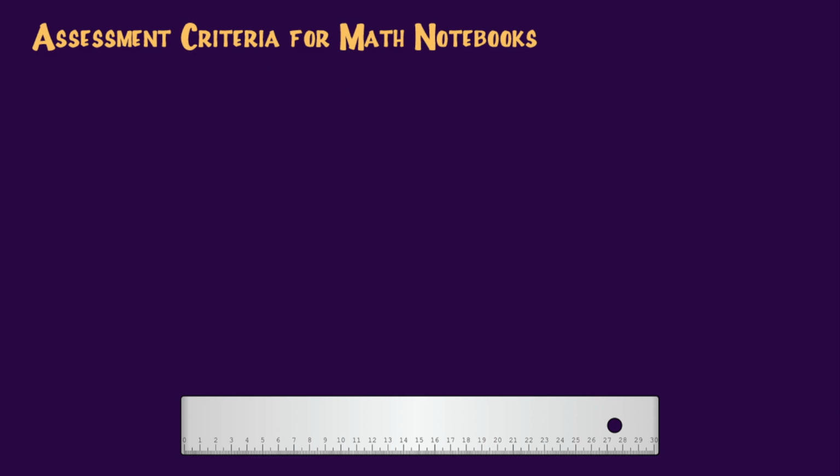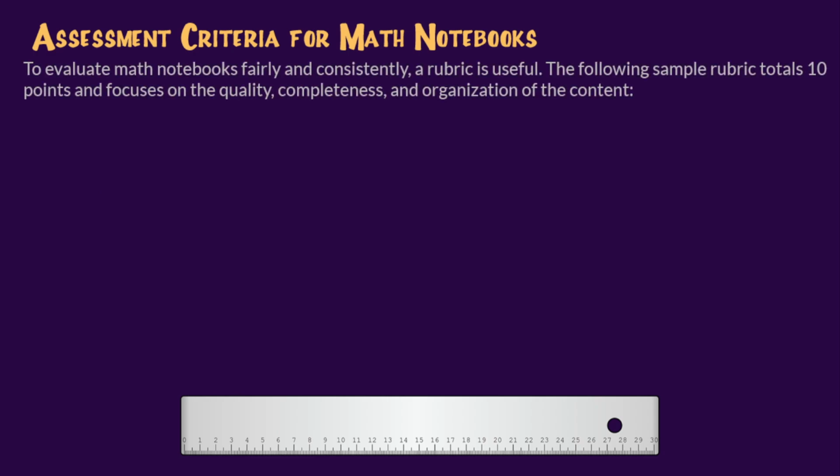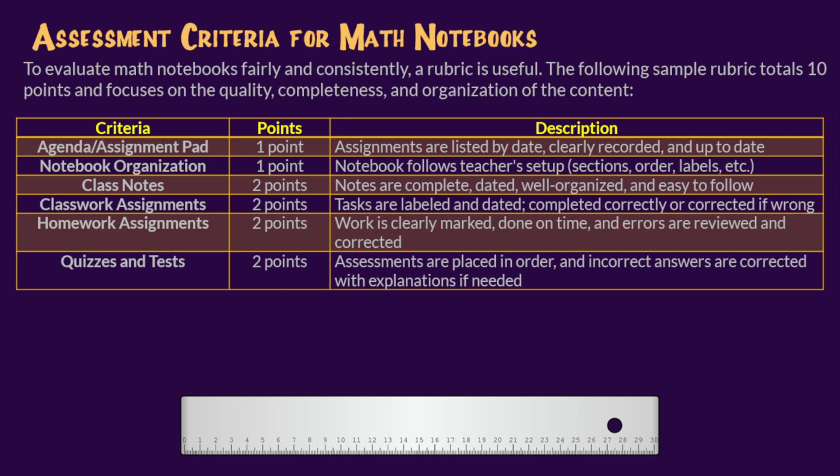Now, assessment criteria for math notebooks. To evaluate math notebooks fairly and consistently, a rubric is used. The following sample rubric totals 10 points and focuses on the quality, completeness and organization of the content. And the criteria are agenda or assignment pad, notebook organization, class notes, classwork assignment, homework assignment, quizzes and tests. In agenda or assignment pad, assignments are listed by date, clearly recorded and up to date. Here the teacher can give maximum 1 point.